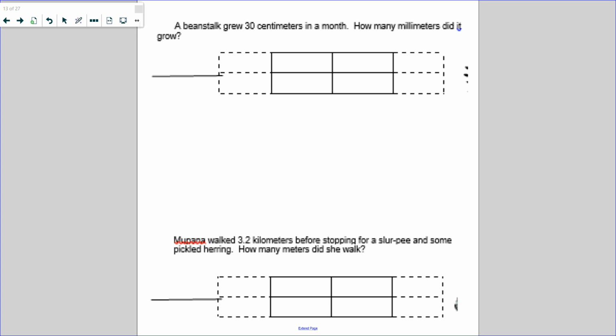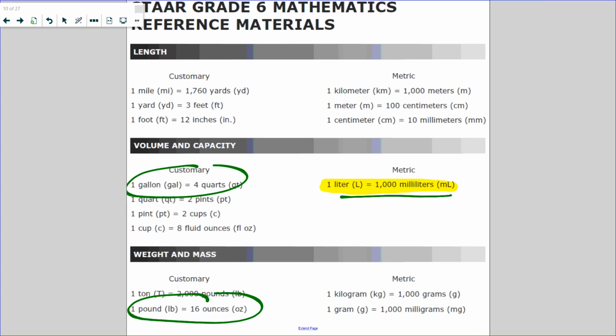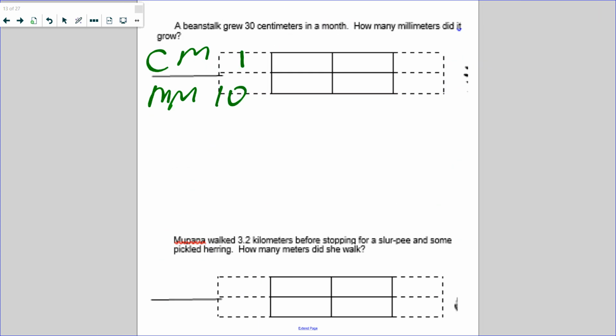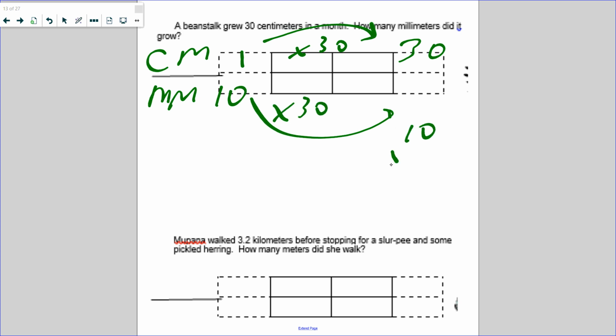A beanstalk grew 30 centimeters in a month. How many millimeters did it grow? So let's look for centimeters and millimeters. Here it is. Every centimeter, there are 10 millimeters. So 30 centimeters go here. What is the relationship between 1 to 30? Times 30. 10 times 30. Let's do a shortcut. 1 times 3 is 3. You put 2 zeros. 300.